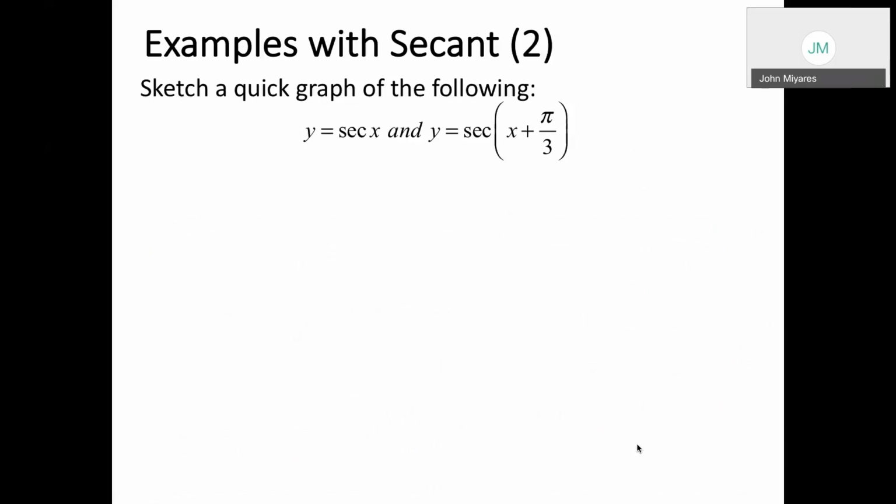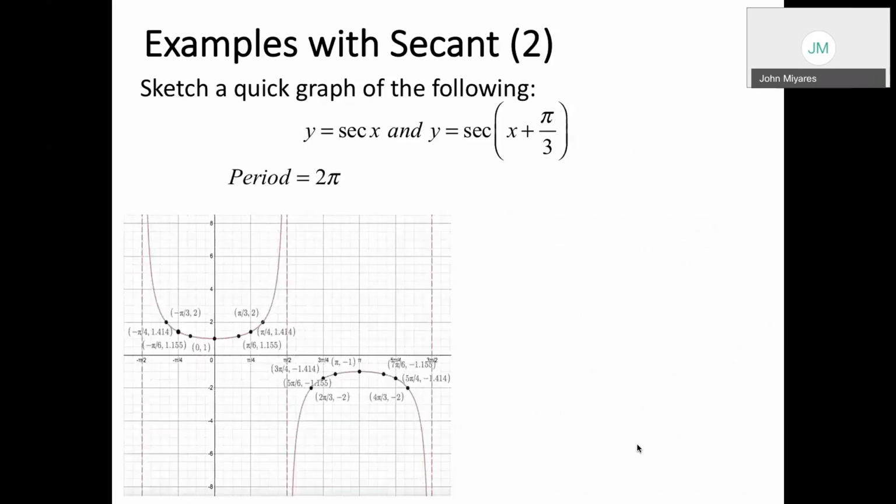This time we'll look at the secant of the quantity x plus pi over 3. Again, we'll look at our basic secant shape for comparison purposes, and we see that it has a period of 2 pi. The second graph will also have a period of 2 pi because the b value will equal 1. And it won't be any steeper than the basic shape of the secant graph because the coefficient in front of the secant function is still 1. What the pi over 3 inside the parentheses is going to do is move the entire graph over to the left by a factor of pi over 3.